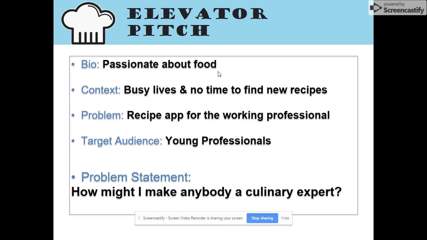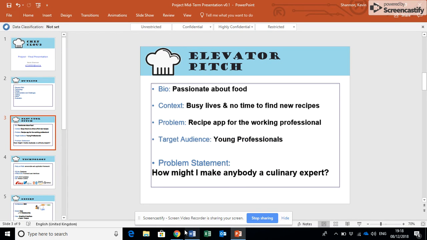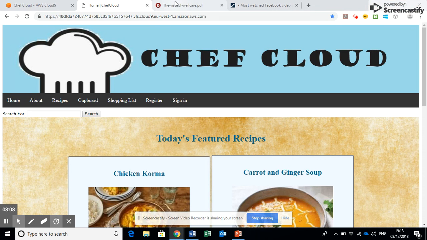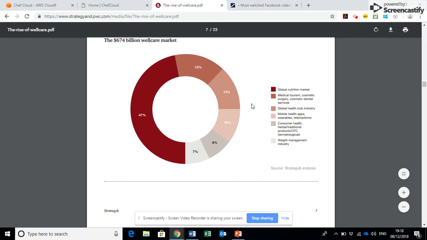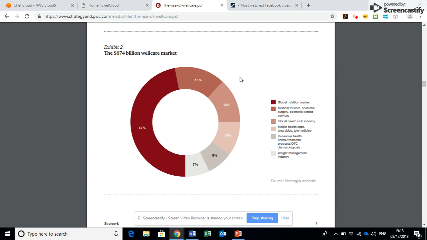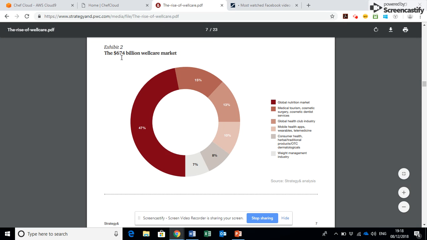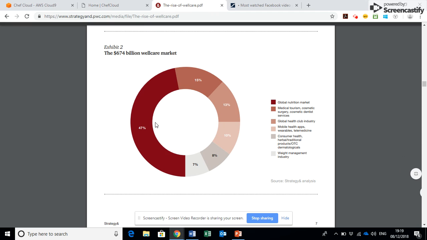This is based on the research that I did. This here is actually from PwC. This is the rise of the well care market, and here you can see that the well care market is 674 billion, with global nutrition market 47%. That means that there's over 330 odd billion dollars a year being spent in nutrition. So any application that can tap into that market is obviously in line for great financial success.